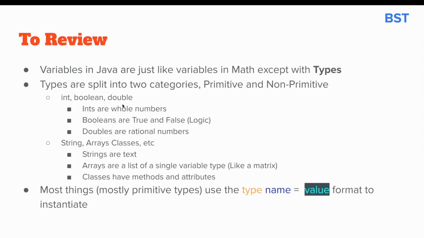So to review what we went over, variables in Java are just like variables in math, except they have types. Types are split into the categories primitive and non-primitive. We talked about int, Boolean, doubles, string, arrays, classes. Remember, character we don't really need to talk about for the AP test. And here are some basic things about them. You can read that if you'd like. But the main things when you're using them are type, name, and then value. And that's the format you'd use to instantiate and create any variable you need.